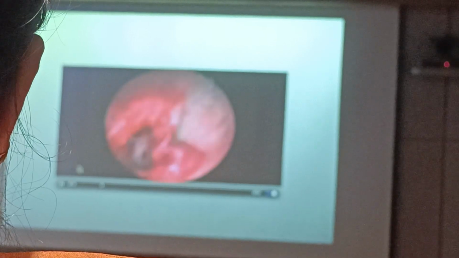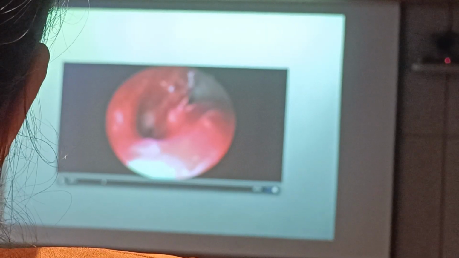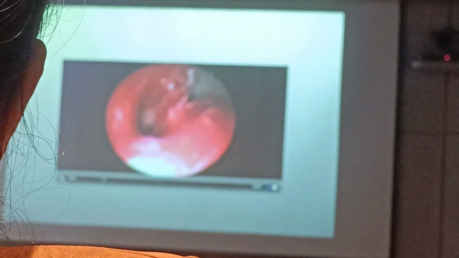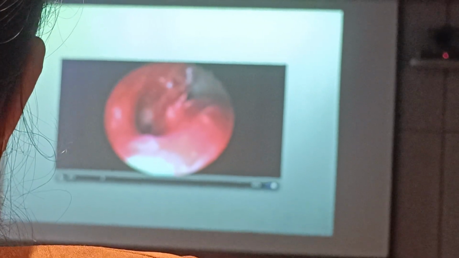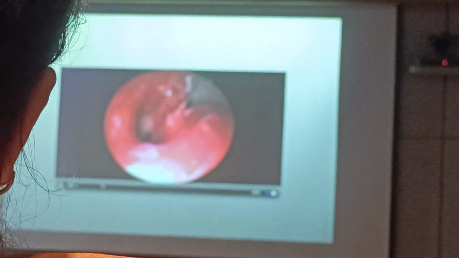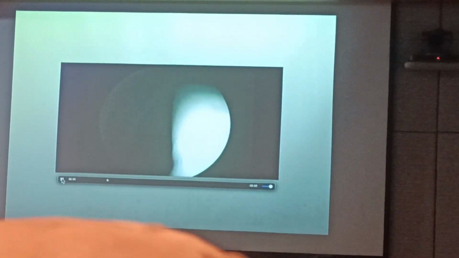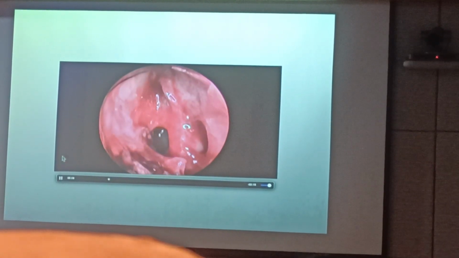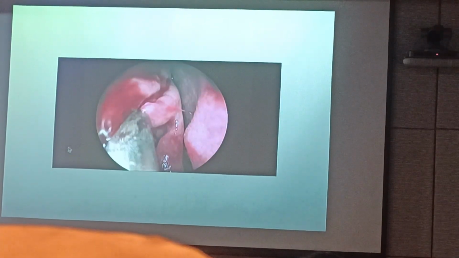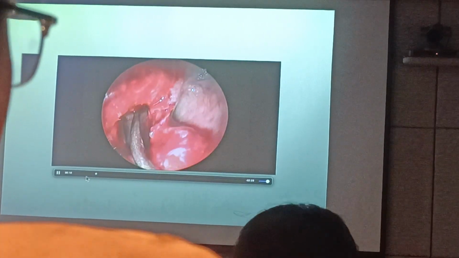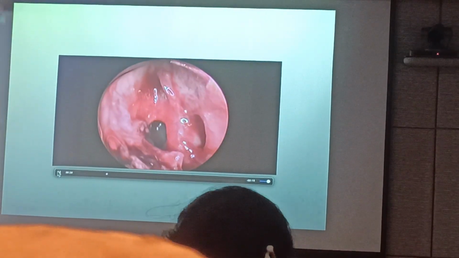And then you're now in the agger nasi region, so you know that you're already in the frontal recess, and you're looking for the mucocele. You can't see any bulge, so you're probing in that area to see whether the mucocele is there. You can't see that, so you then palpate and look for any movement. You can't see any movement there.